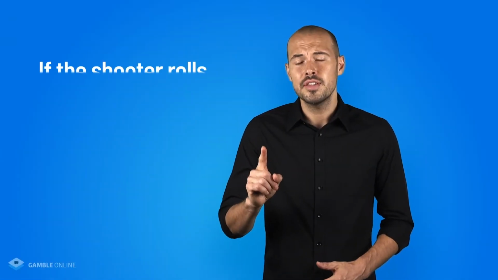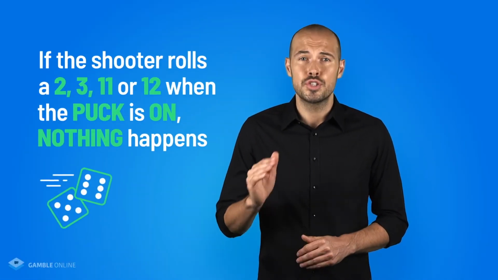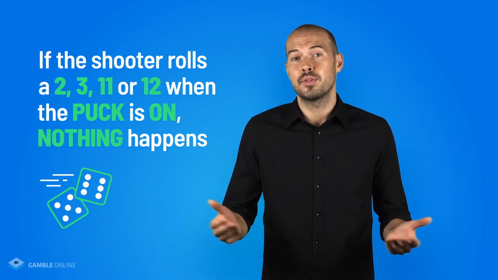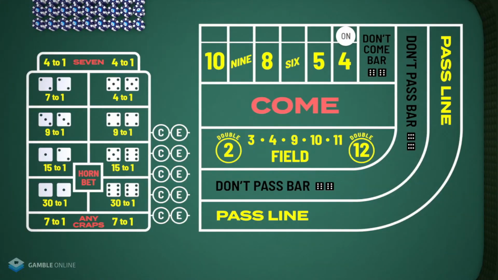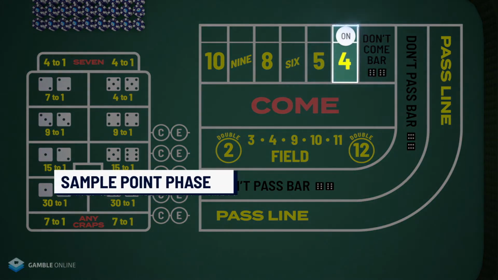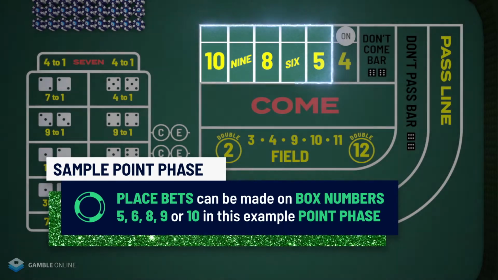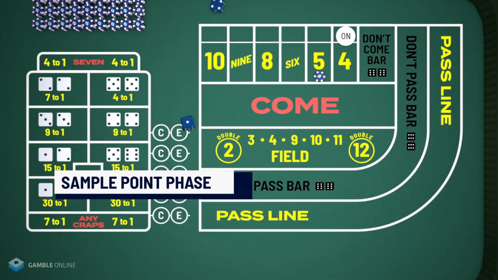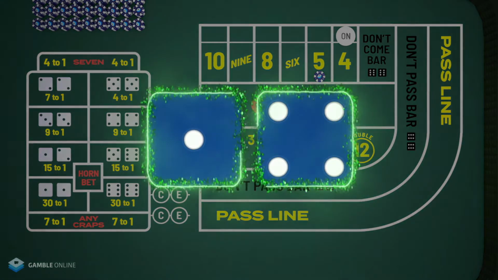Another thing to note is that in the point phase, if the shooter rolls a 2, 3, 11, or a 12 when the puck is on, nothing happens. You don't win, you don't lose. Unless, of course, you have a separate bet on something else. You can also make what's called a place bet. Let's say we're into the point phase of the game with 4 being the established point. You can bet any of those other box numbers, 5, 6, 8, 9, or 10, before the shooter rolls a 7 and win your bet.